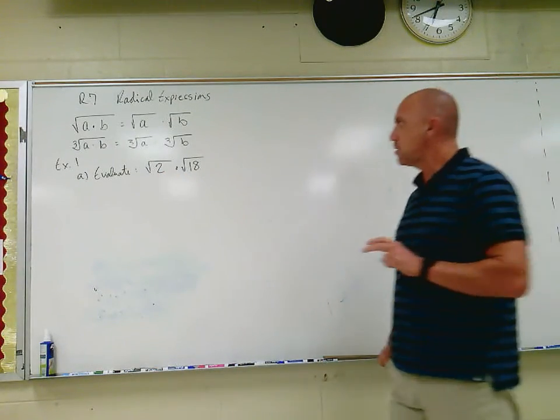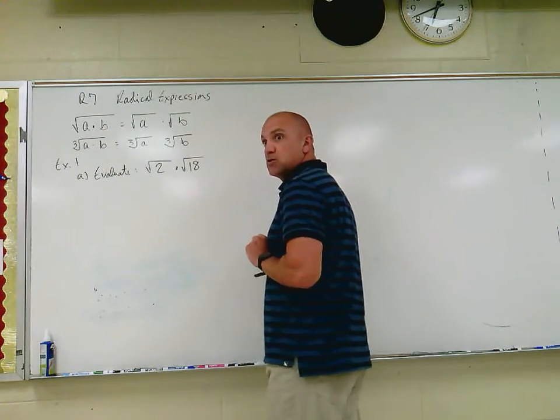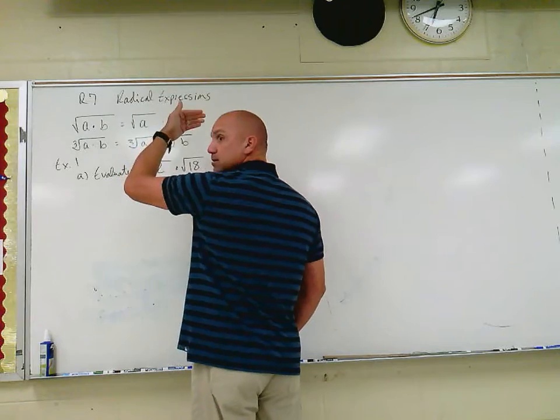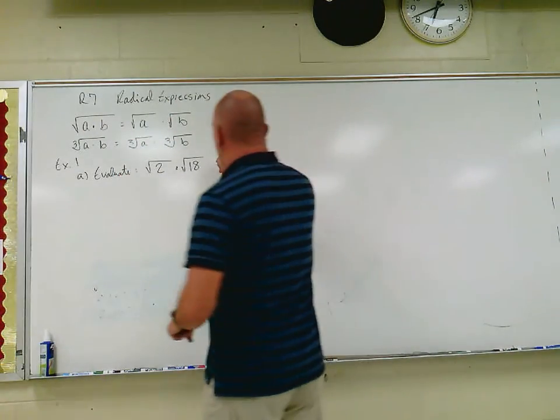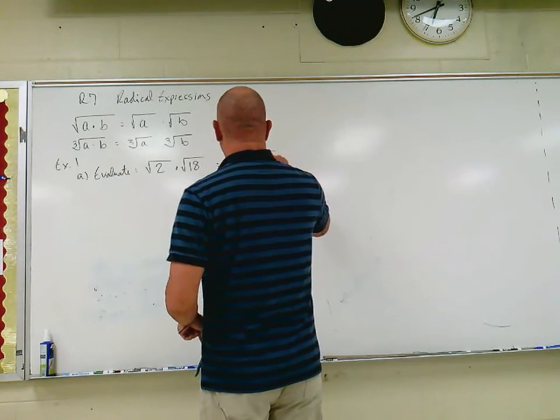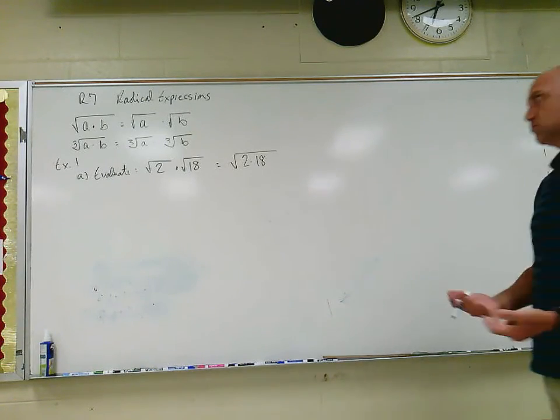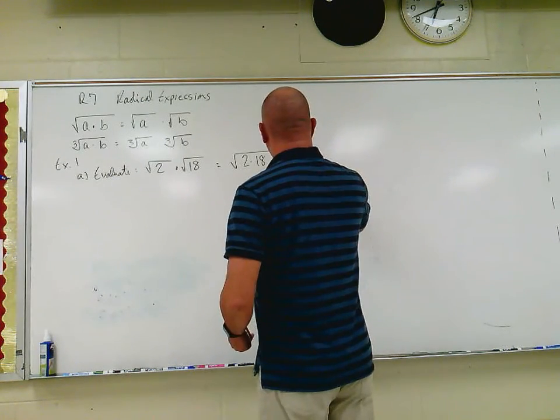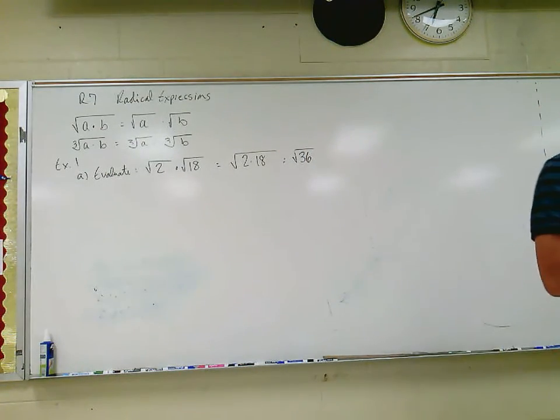However, if I look at the property, it says if you have 2 square roots multiplied, you can make it 1 square root of multiplication. So equal signs work both ways, left to right, but you can also go right to left. So I'm going to make it 2 times 18 under one square root, which is 36. By combining the 2 separate square roots into 1 square root, now we have a perfect square, and now it's easy to answer. The answer is 6. Okay?